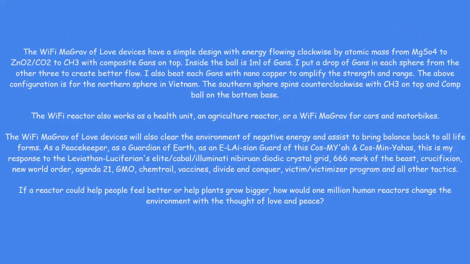The Wi-Fi McGrath of love devices have a simple design with energy flowing clockwise by atomic mass from magnesium sulfate to zinc CO2 to CH3 with composite GANs on top. Inside the ball is 1 milliliter of GANs. I put a drop of GANs in each sphere from the other 3 to create better flow. I also beat each GANs with nano copper to amplify the strength and range. The above configuration is for the northern sphere in Vietnam. The southern sphere spins counterclockwise with CH3 on top and the composite ball on the bottom base.